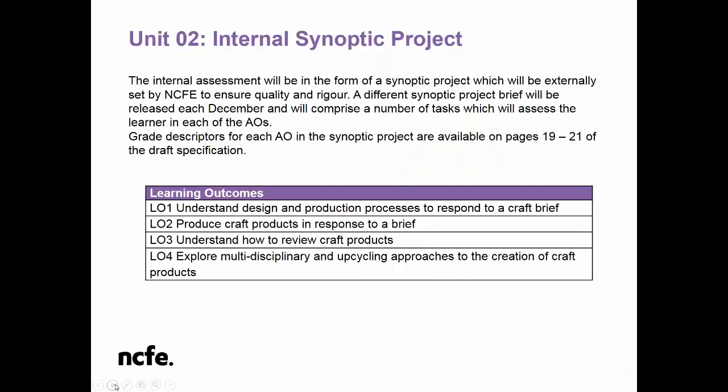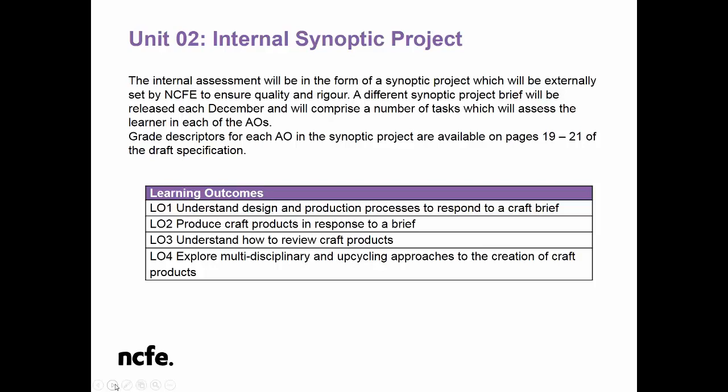We'll move on to Unit 2. So the internal assessment will be in the form of a synoptic project which will be externally set by NCFE to ensure quality and rigour. A different synoptic project brief will be released each December and will comprise a number of tasks which will assess the learner on each of the assessment objectives. The descriptors for each assessment objective in the synoptic project are available on pages 19 to 21 of the draft specification, and that's available now on our website.